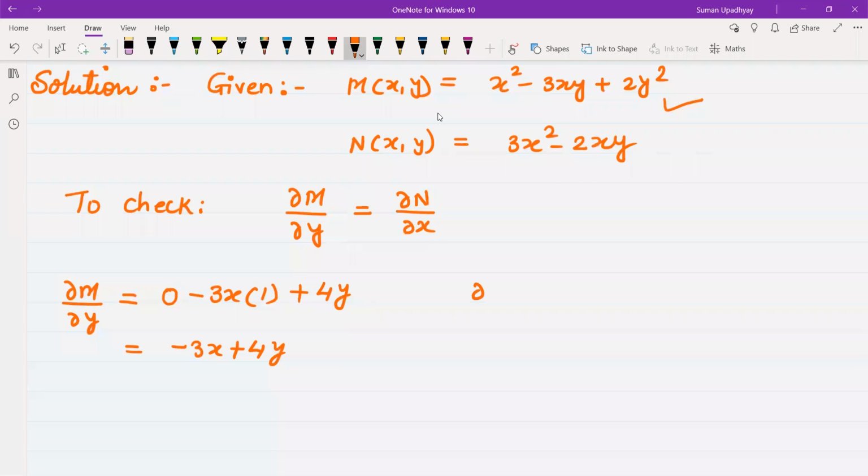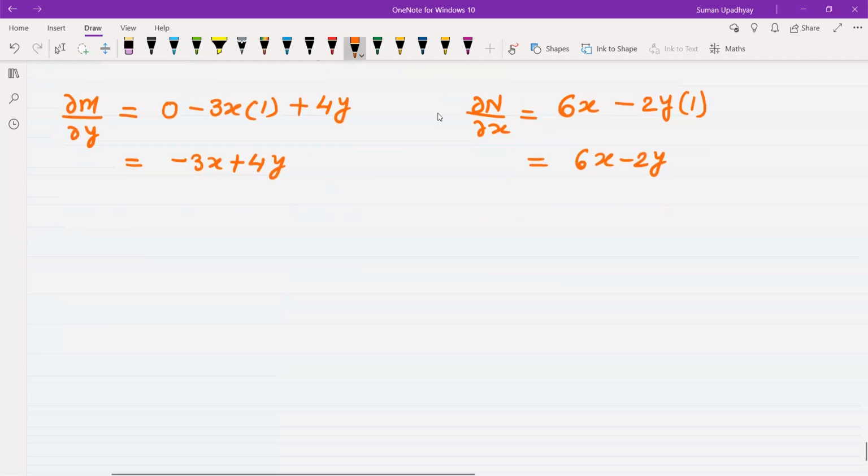Now let us differentiate N partially with respect to x. Here is your N; differentiate it with respect to x and treat variable y as constant. The derivative of 3x squared will become 6x. Minus, what is constant in 2xy? y is a constant, 2 is a constant, and the derivative of x with respect to x is 1. So the final answer you got is 6x minus 2y. Are they equal, kids? Can you find them equal?